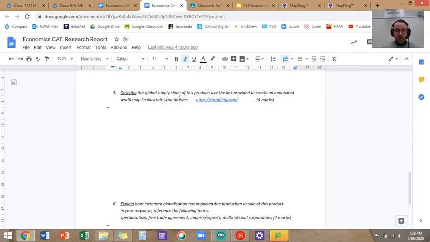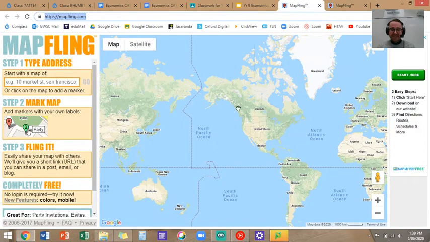And what you're doing is trying to find where the production starts. So what's the first step in making chocolate? And it's going to be happening in this country, in this supplier. And then the next step, I'm going to go on my world map to this country. And next step, next step, next step. And you can use this cool little website here, mapfling.com. Not a great name, but this is what it looks like.